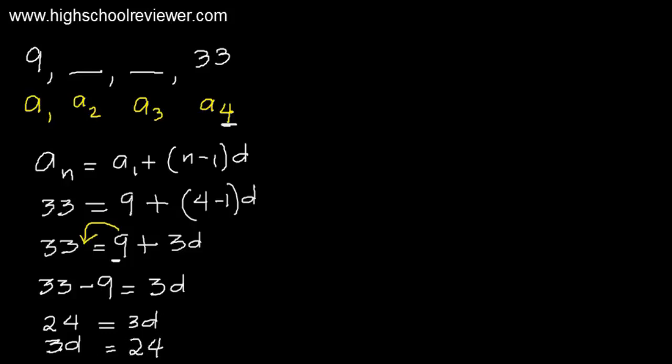Now to find for d, we need to cancel out 3. So to cancel out 3, we will divide both sides of the equation by 3. This will be 24 divided by 3. So 3 divided by 3, we can cancel this out. This is equal to 1. So 1 multiplied by d, this will give us positive d. And 24 divided by 3 is positive 8. We now have the value for d.